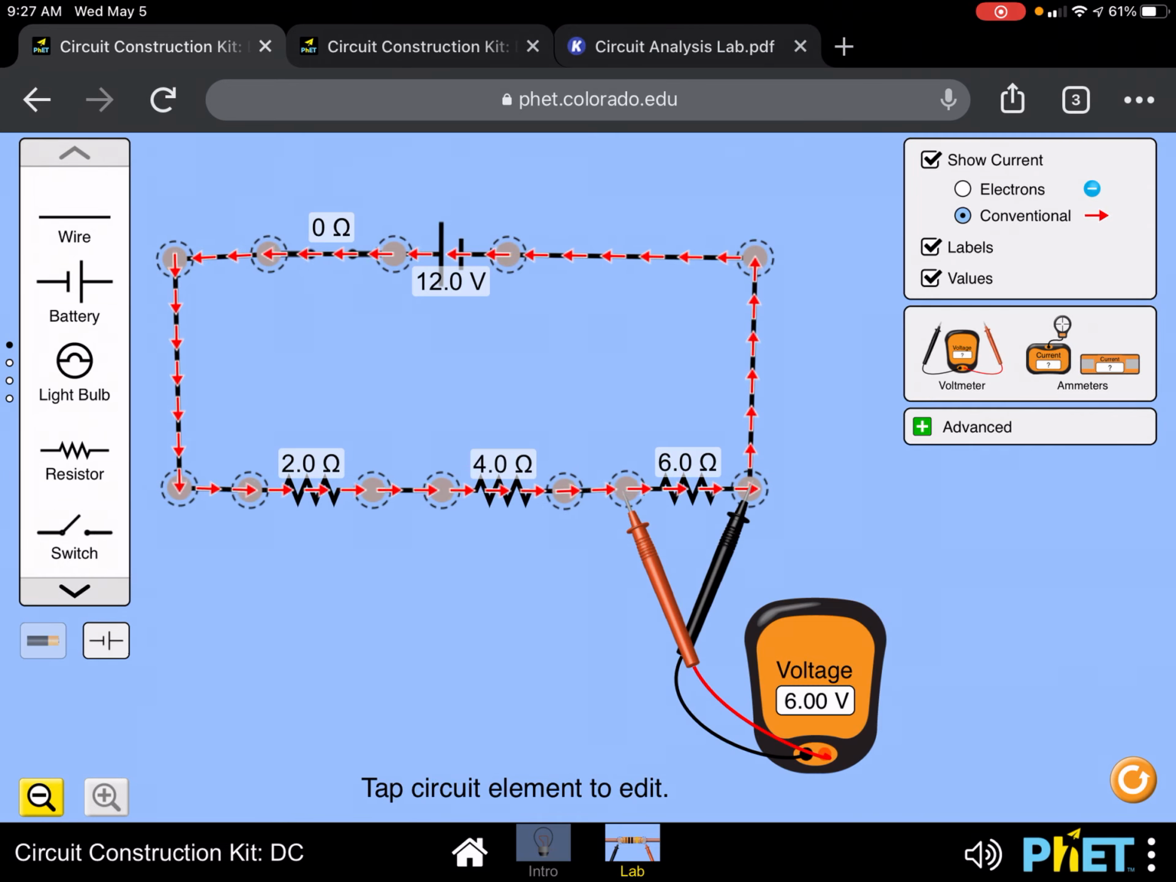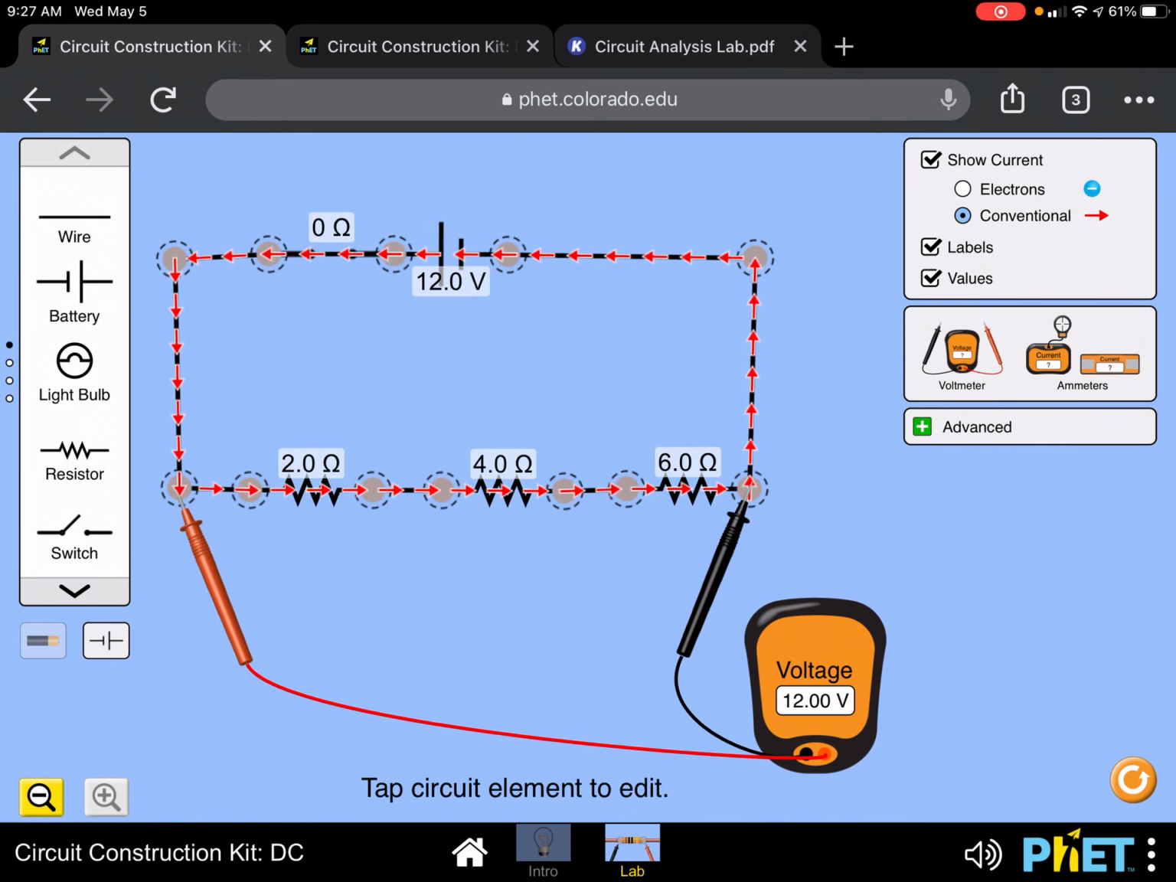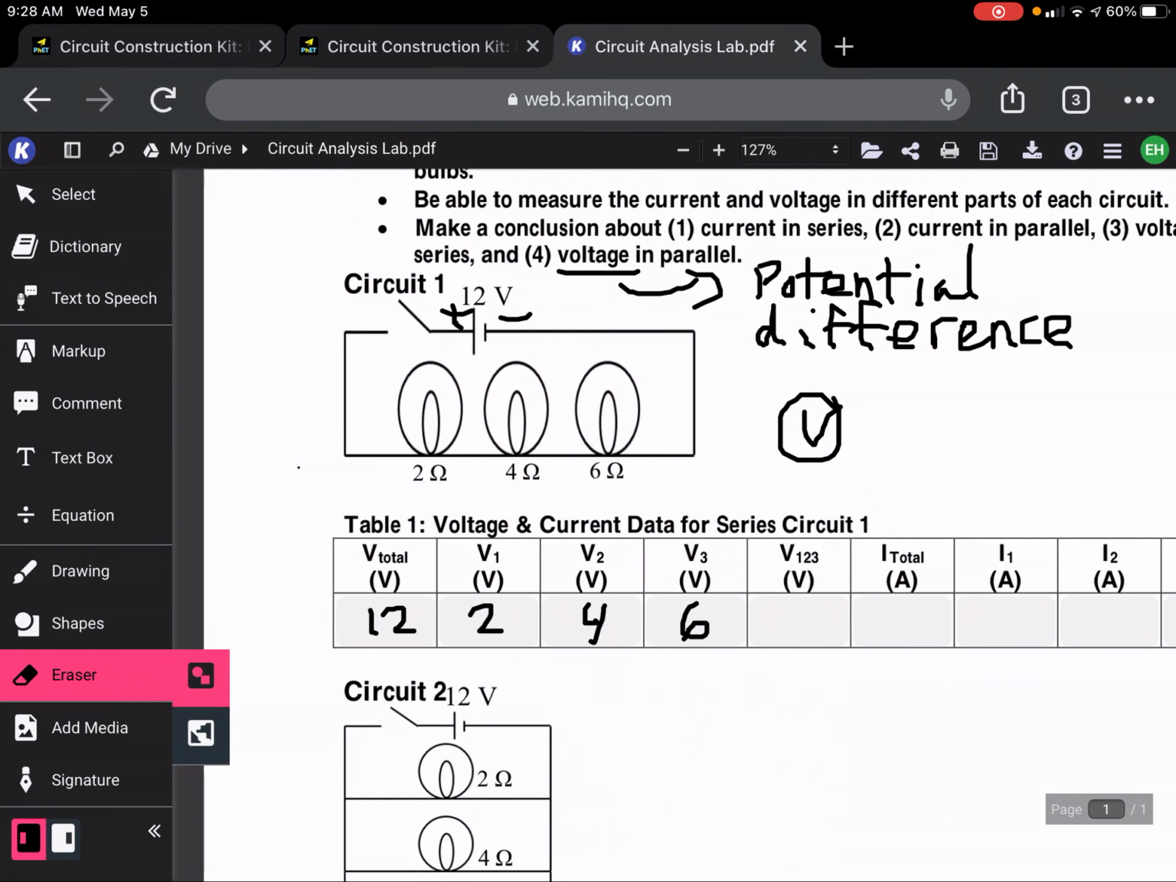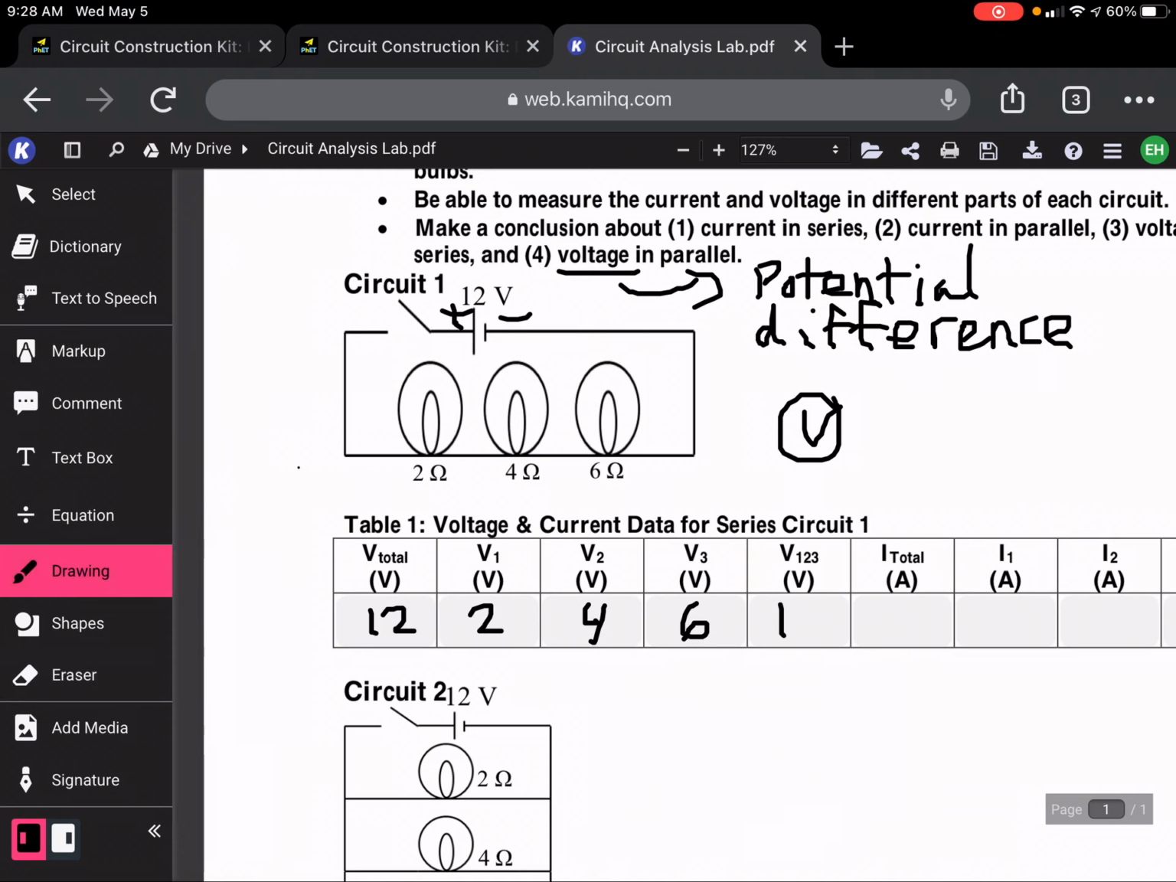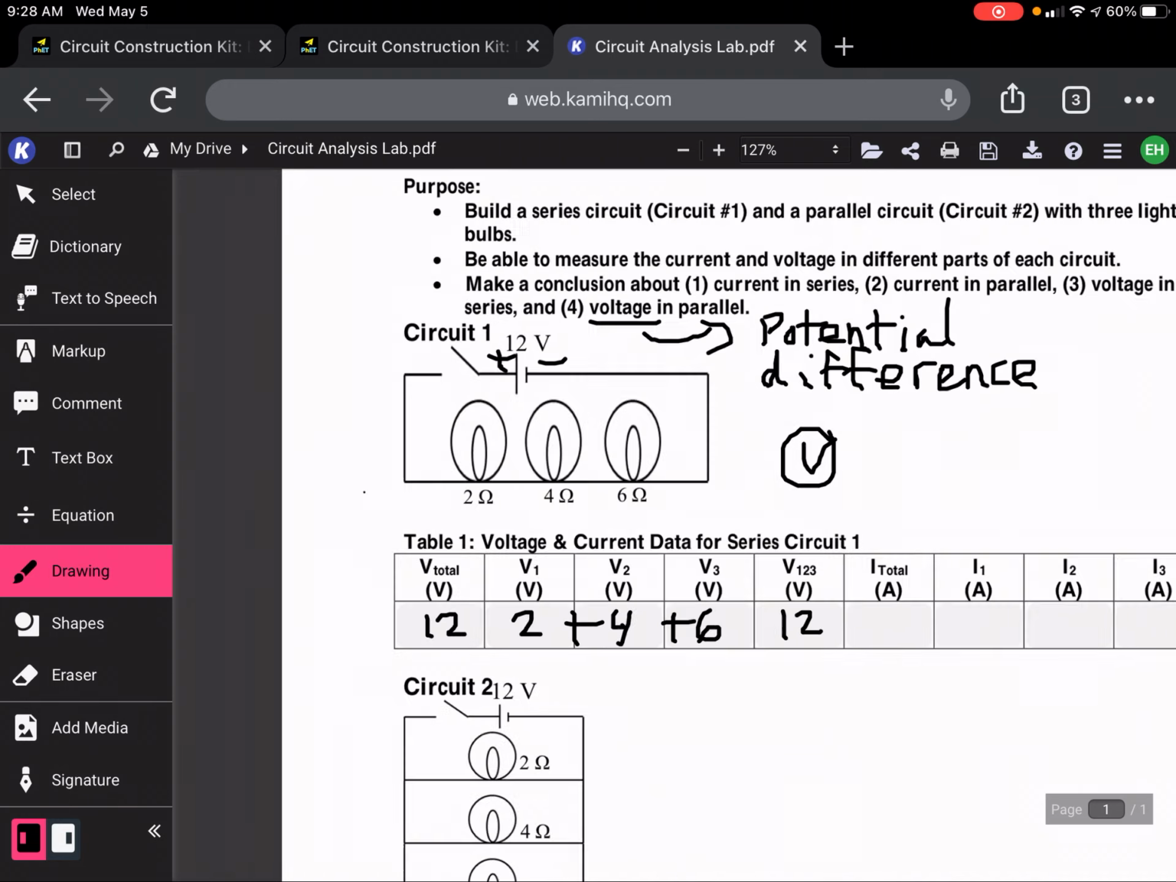To do that, I'm going to take the red end and move it all the way over here like this, so that all 3 light bulbs are grouped together. And you can see the total potential difference, the voltage across all 3 light bulbs, matches the battery voltage of 12 volts. Right? Hopefully you are seeing that the total voltage in a series circuit, 2 plus 4 plus 6, adds up to a total of 12 volts.